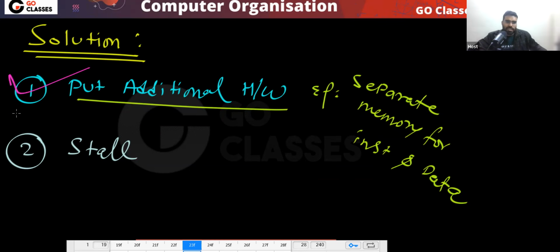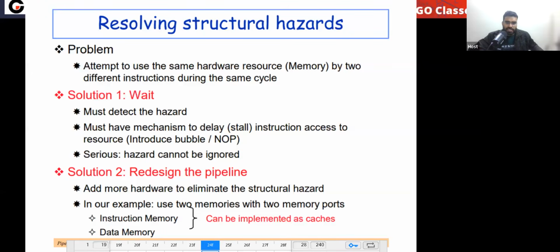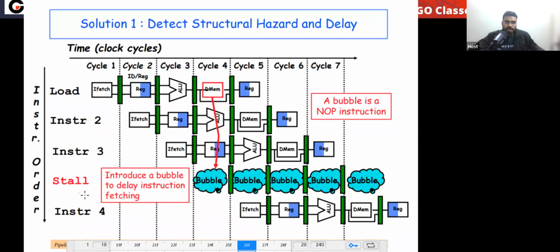Or the second solution will be stall. If you do not put additional hardware, then you can put a bubble, right? Yes or no? Then this bubble will go through. Is this clear? Because in this cycle, you are not fetching any new instruction. Look at this cycle C4 and tell me, in this cycle C4, we cannot fetch a new instruction. So this bubble will go through the pipeline.